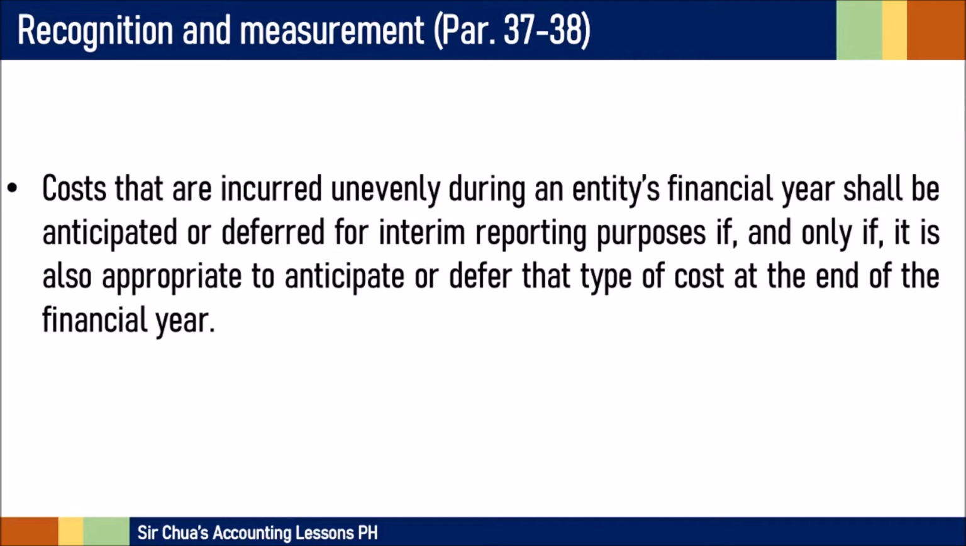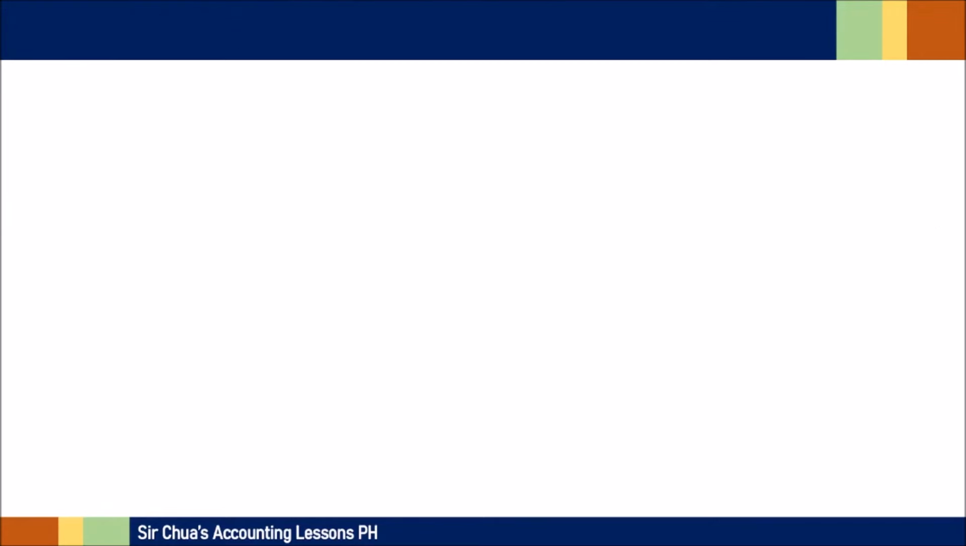Costs that are incurred unevenly during an entity's financial year shall be anticipated or deferred for interim reporting purposes if and only if it is also appropriate to anticipate or defer that type of cost at the end of the financial year. Pag meron po kasi tayong mga costs and expenses na incurred unevenly, ang basic rule dyan is kung kailan nangyari, doon mo lang talaga siya ilalagay. Okay? Ganun lang. Kasi unevenly hindi naman siya spread out during the whole year. So, the best way to do that is, kung kailan nangyari, pag prepare mo na ng interim financial report, pasok mo na dun. Wala ka nang allocation na gagawin.